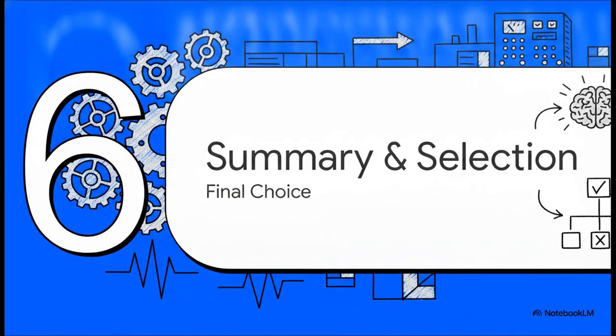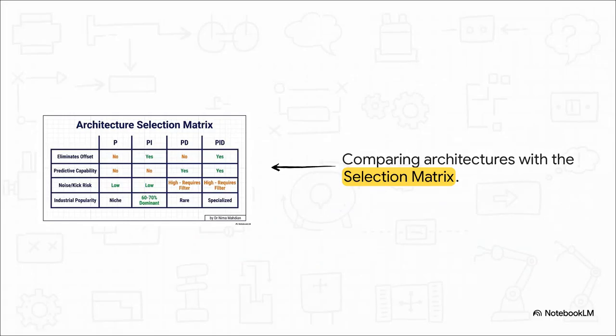And finally, Section 6, Summary and Final Selection. Let's stack these architectures up in a final selection matrix. First, for eliminating offset, P and PD do not, while PI and PID successfully do. For predictive capability, P and PI do not, whereas PD and PID absolutely do. Looking at noise and kick risk, P and PI maintain a low risk, while PD and PID inherently carry a high risk and strictly require a filter.